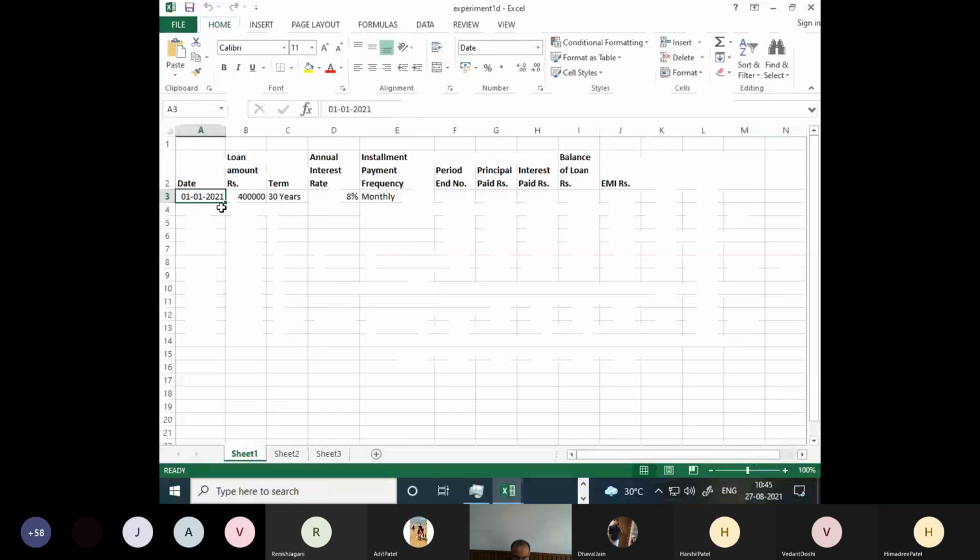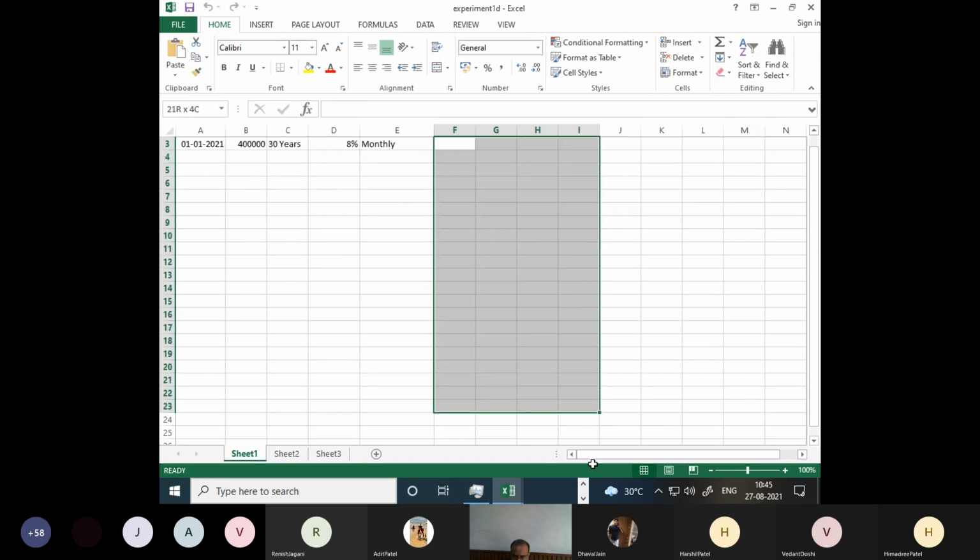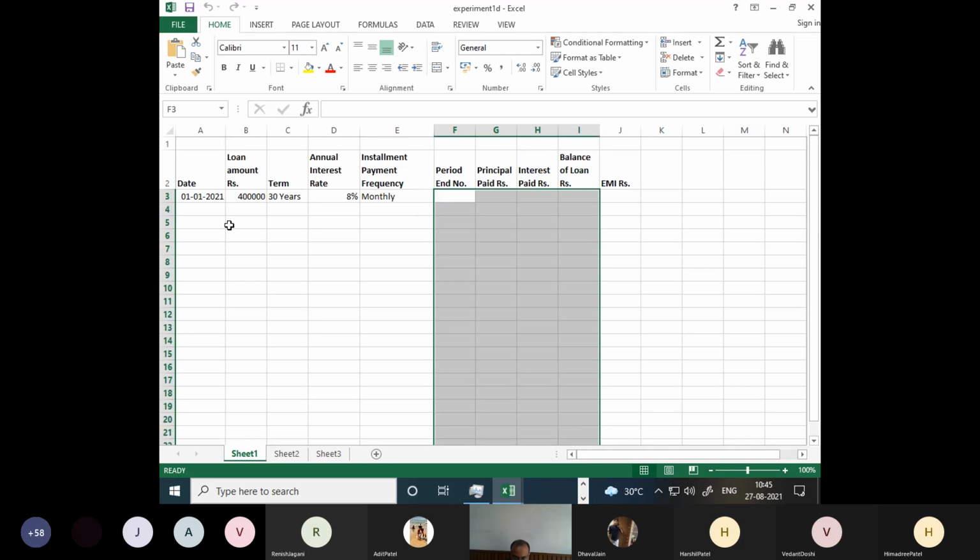I have given this data: the date from which the loan started, the loan amount, the term, the annual nominal rate, and the frequency, which is monthly. And you have to populate this whole table for the period. So how many entries will be there? It is 30 multiplied by 12, so 360 entries should be there.